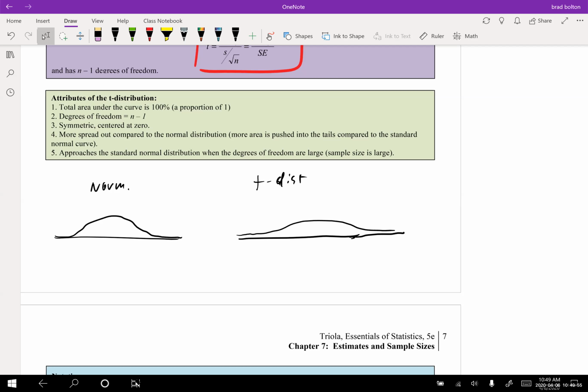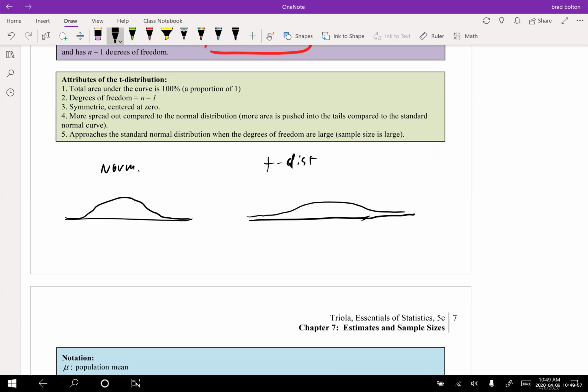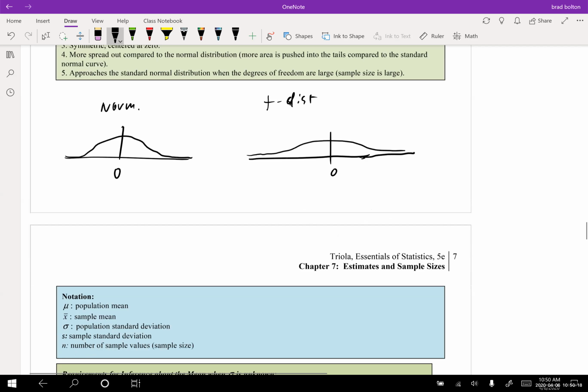That's good, right? It still is centered at 0, just like the normal distribution, okay? Total area under the curve is 100% or 1, just like before, and it approaches a standard normal distribution when the degrees of freedom are large. So if you have a massive sample of 10,000, it's basically going to become the normal distribution, which is nice and preferable to anything.